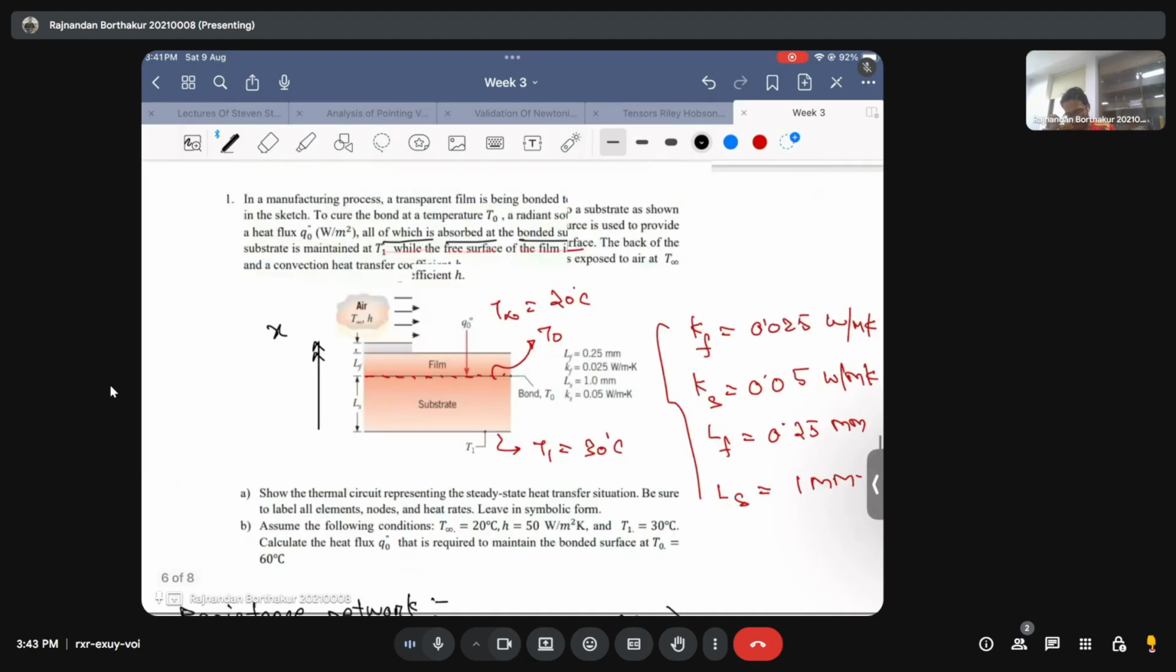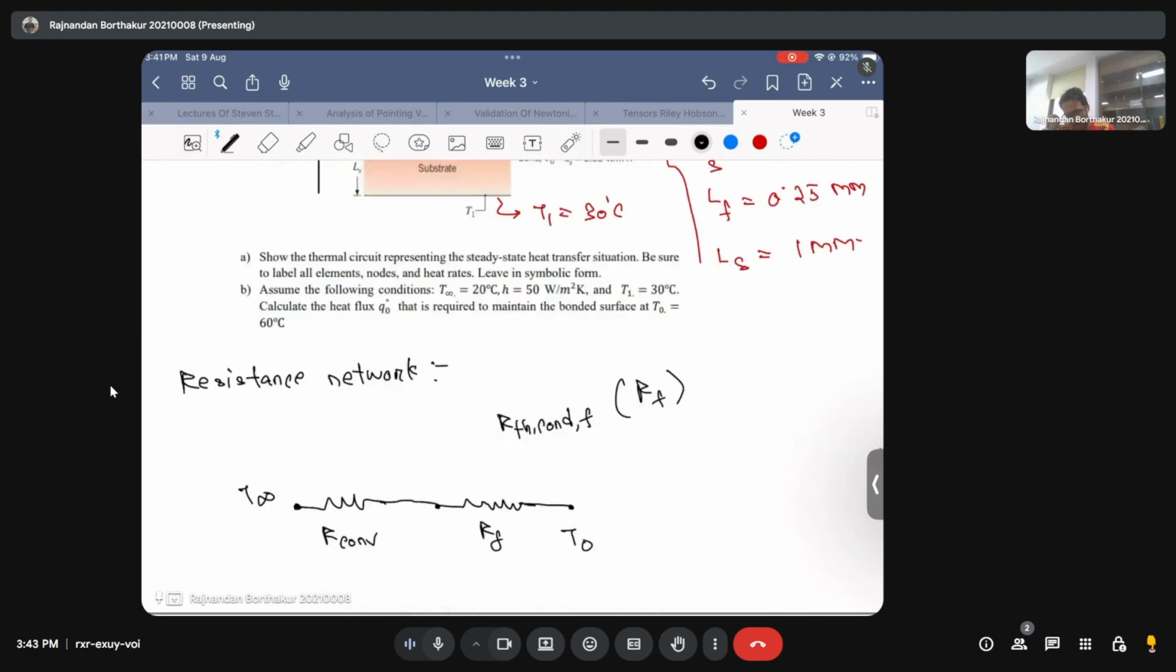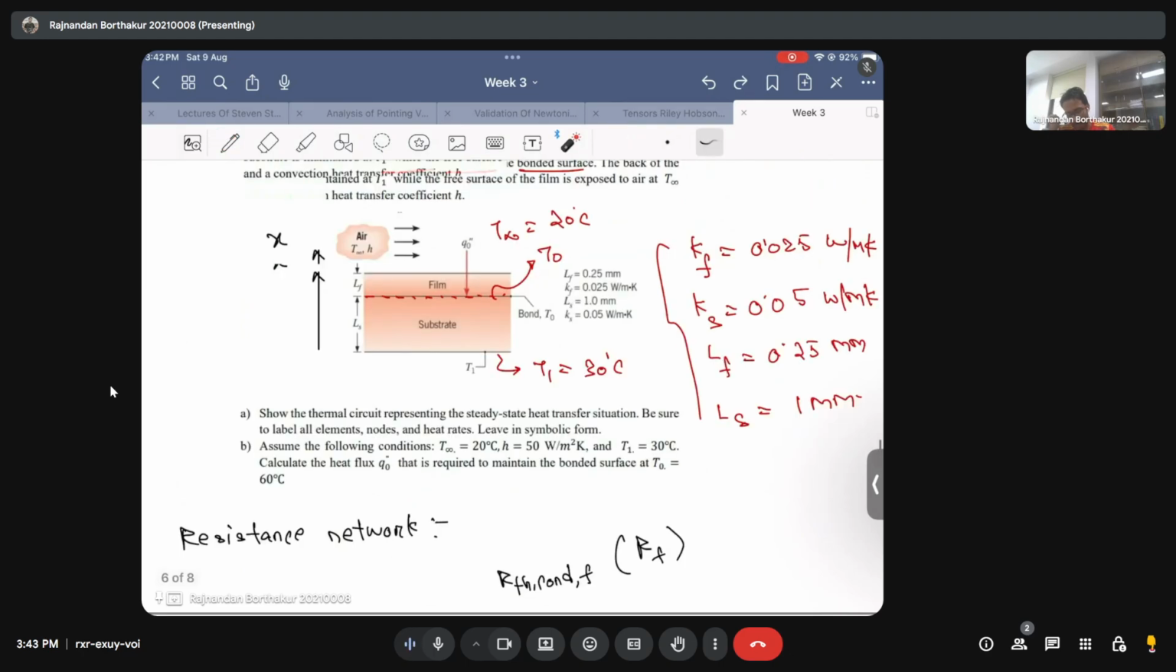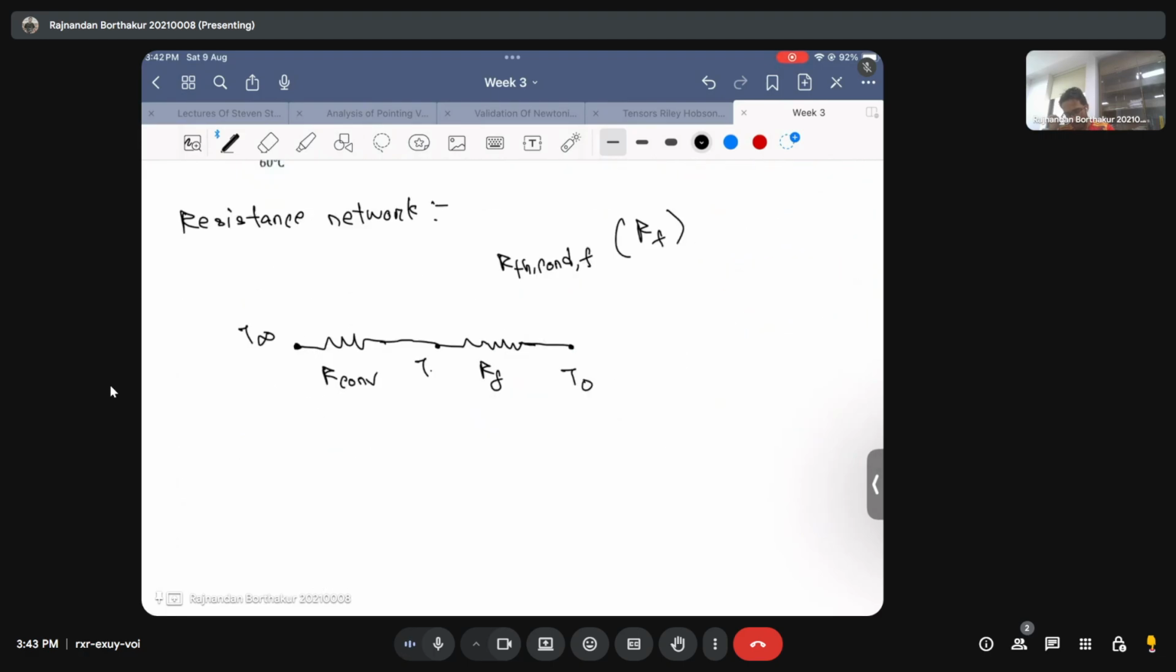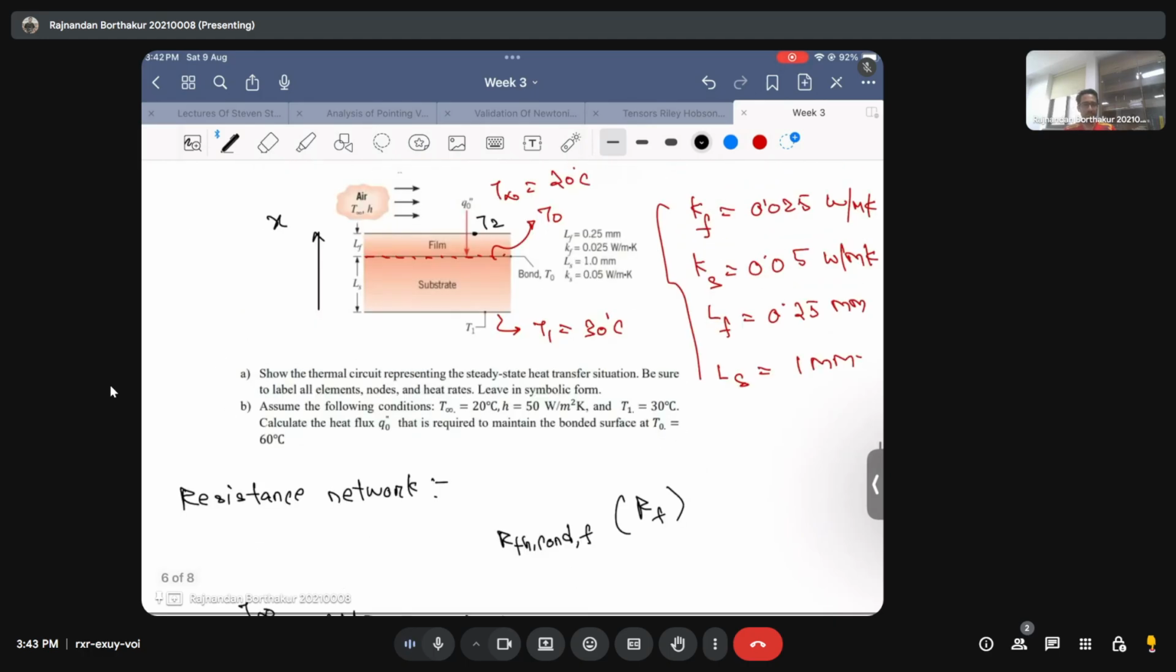Okay, now since there is a node that is present, let's name this node as the temperature at the interface of the film and the flowing air as, let's say, T2. Okay, and then this becomes equal to T2. But this does not finish the resistance network, right?